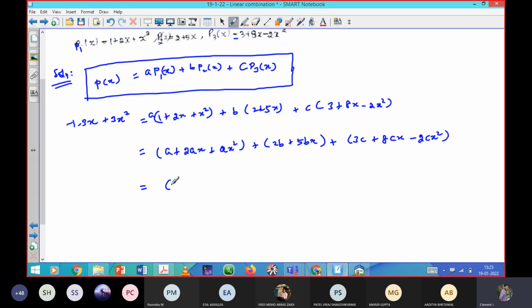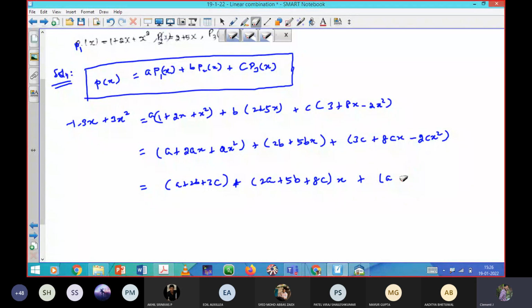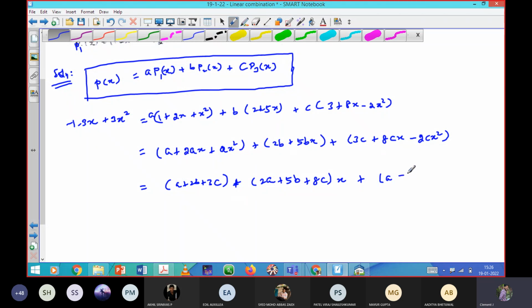Yes, coefficient of 1 first. a plus 2b plus 3c. Very good. Next, coefficient of x: 2a plus 5b plus 8c into x. Last one is coefficient of x square. So that is a plus, in the second there is no coefficient of x square, so I can leave that. So last one is minus 2c.